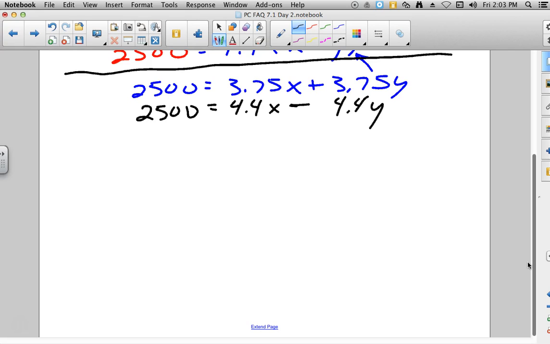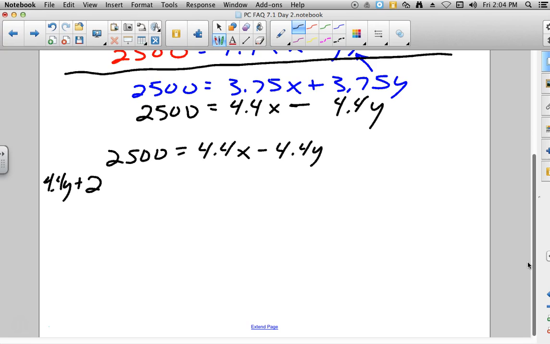So what I did was I decided I'm going to go after x in the bottom equation, and that's because the decimals don't work out quite as bad with the bottom equation. And we can add 4.4y instead of doing subtraction.